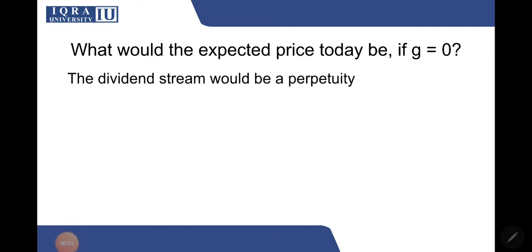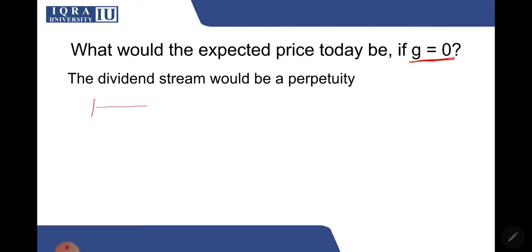So in this video we will discuss the zero growth model. Now in the zero growth model, basically the growth rate is zero, as you can see over here. Now how do you calculate the stock price in this case? The dividend stream would be a perpetuity in this case.